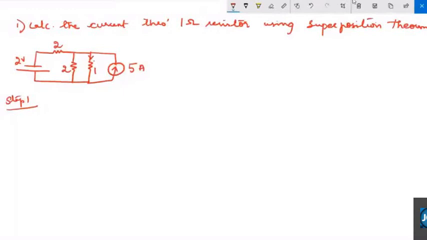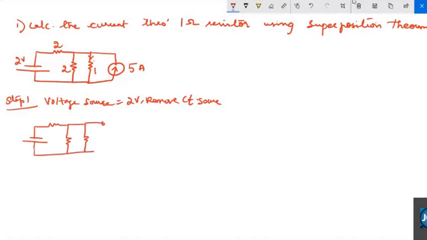Step 1: keep your voltage source alone. The voltage source is equal to 2 volt, and remove the current source. Since it is a current source, how do you remove it? By open circuiting. All other elements will remain the same. I have removed the 5 ampere current source by open circuiting. So this is 1, 2, 2, and this will be your 2 volt. Now find the current here. You can either use mesh analysis, or reduce and find the total current and then apply the current division rule, or use KVL, or go for Thevenin or Norton. There are a number of ways to find the current through 1 ohm, so use whichever you feel is easier.